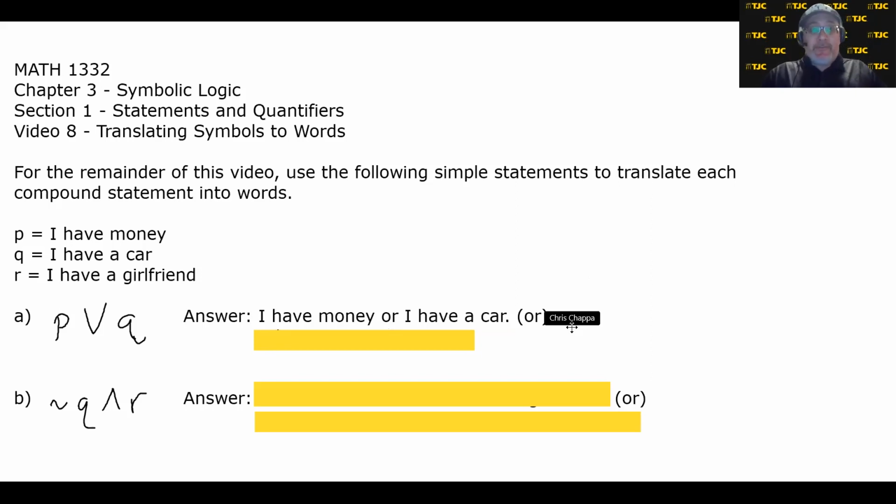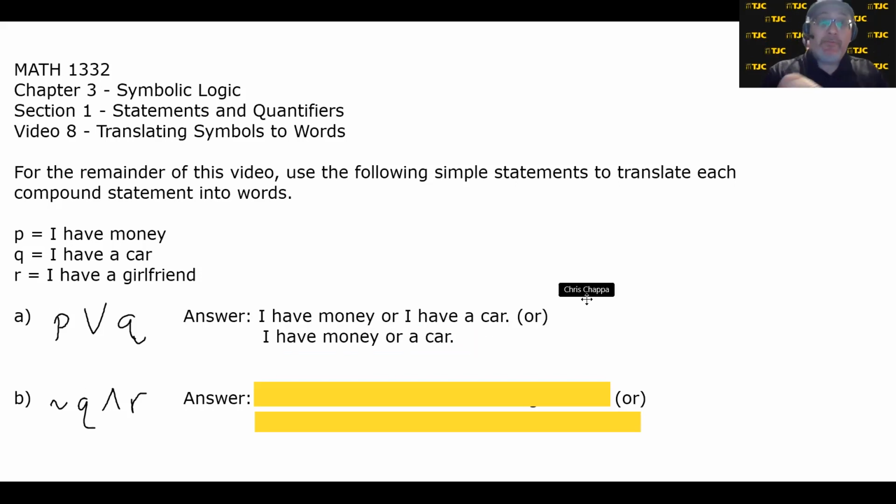Well, the only difference in the two simple statements is the objects of those sentences. I have money, I have a car. And since the subject and verb, I have, match, we can just say them once and put the connective between the objects. So we could say, I have money or a car. Pretty straightforward. All right, let's try the next one with the negation.